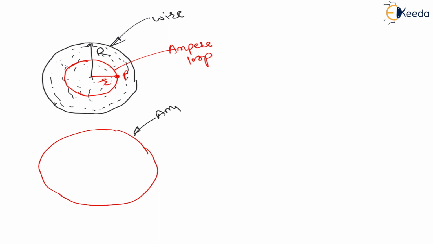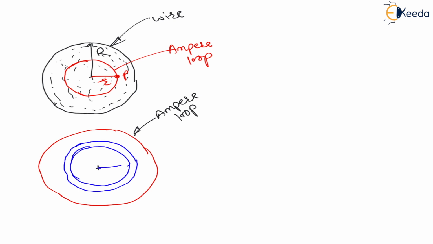This is my Ampere loop of length L, that is 2 pi r, right? Now let us consider a very small elemental ring inside this loop, at distance x of thickness dx. This elemental ring is at distance x, and the thickness of the ring is dx, right? Very small ring I have considered.